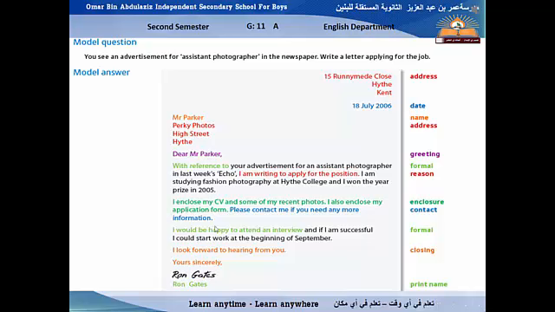"I enclose my CV and some of my recent photos. I also enclose my application form. Please contact me if you need any more information." Enclosure and contact. "I would be happy to attend an interview, and if I am successful, I could start work at the beginning of September." It's formal. The closing: "I look forward to hearing from you. Yours sincerely, Ron Gates." This is my name, as the sender of this letter.